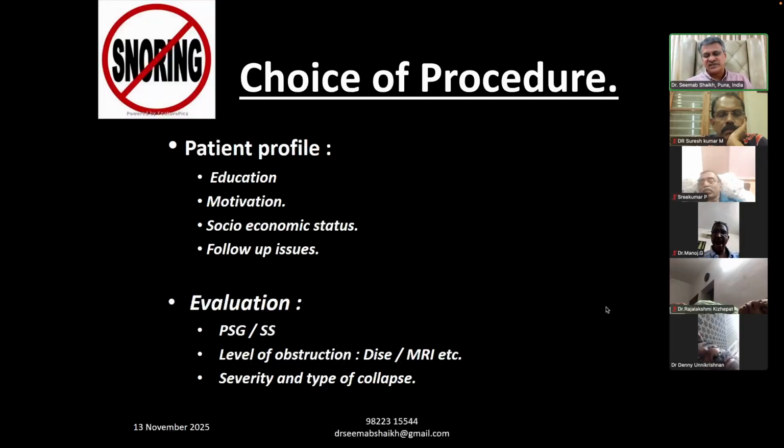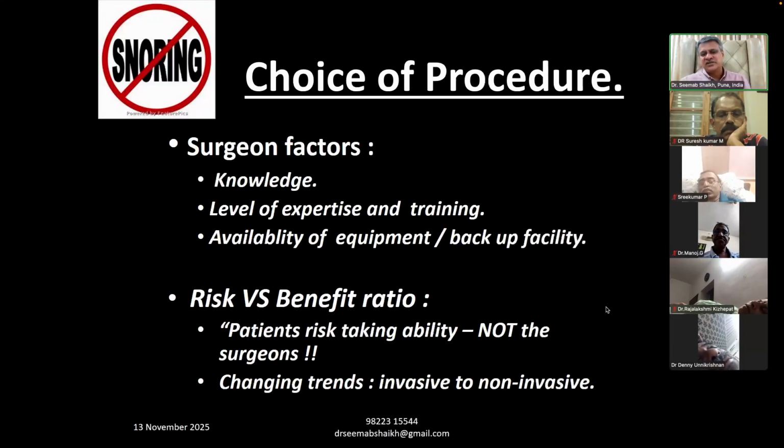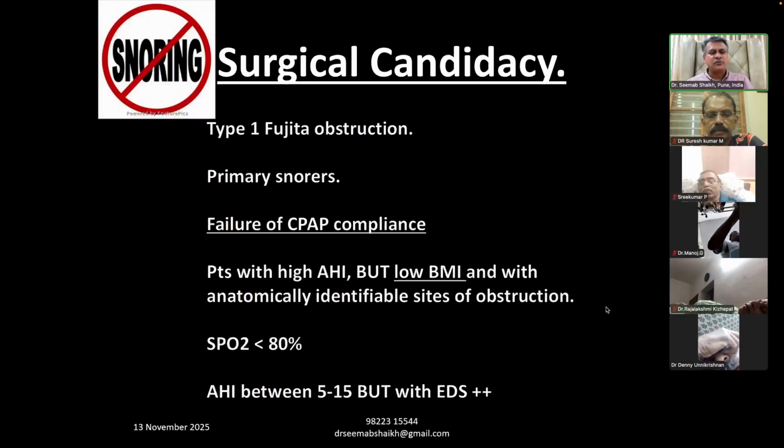the choice of procedure. And after that would come the surgeon factors, where your knowledge, your expertise, and your availability of equipment will come in. But most importantly, once again, the surgeon should take into consideration the patient's risk taking ability. Everybody today has moved from open cholecystectomy or laparotomy cholecystectomy to laparoscopic cholecystectomy. The similar thing applies to OSA surgery also.